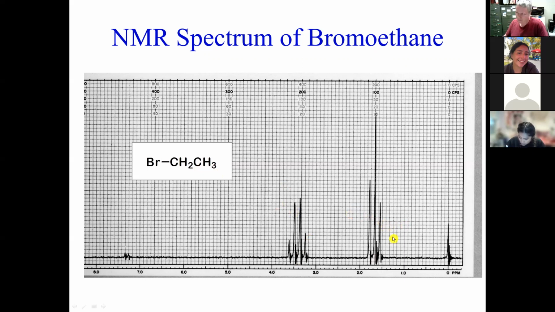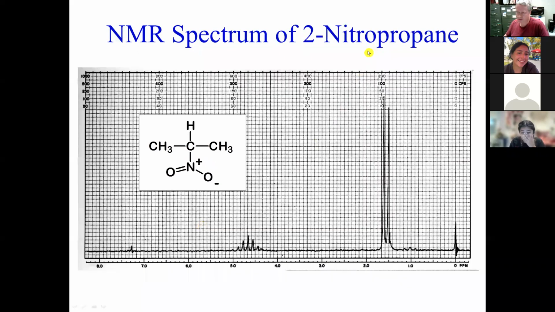Okay. What's this funny peak at 0? Anybody remember? Funny peak at 0. 3 letters. T something something. TMS, tetramethylsilane. So it's a silicon with 4 methyls on it, and that's very shielded. And shielded means to the right. The peak at 7 is the solvent, the chloroform, I think they're using for this. Okay, good. Nitropropane, 2-nitropropane.